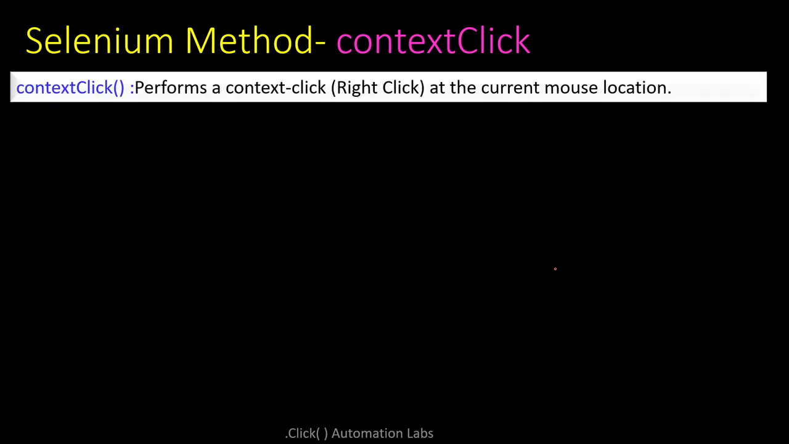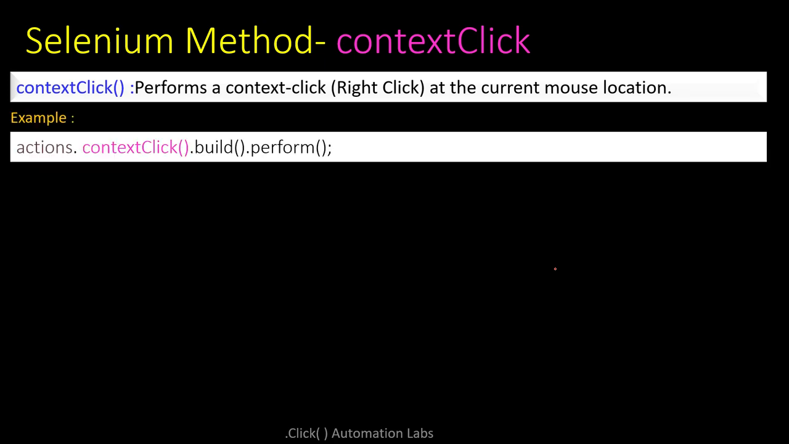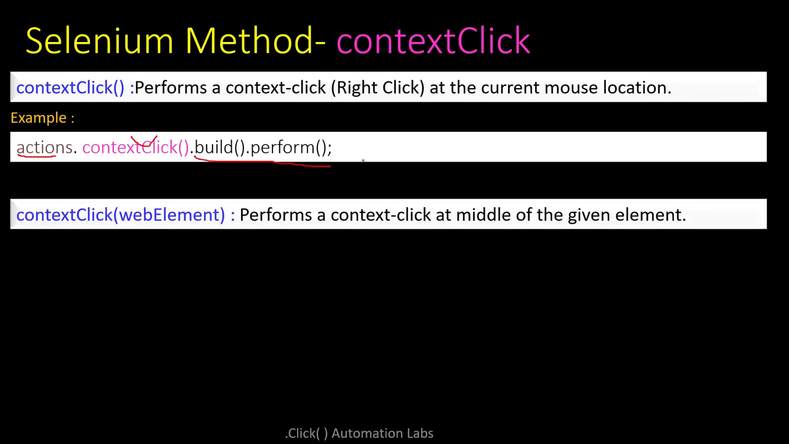So now we will look at context click. Context click is one of the methods which can be used to right click at the current mouse location. So if you wanted to right click on any point on your screen, you can use context click. The syntax is actions class object dot context click dot build dot perform. So again, it has two methods. You can context click at any mouse location, and you can context click on a particular web element.